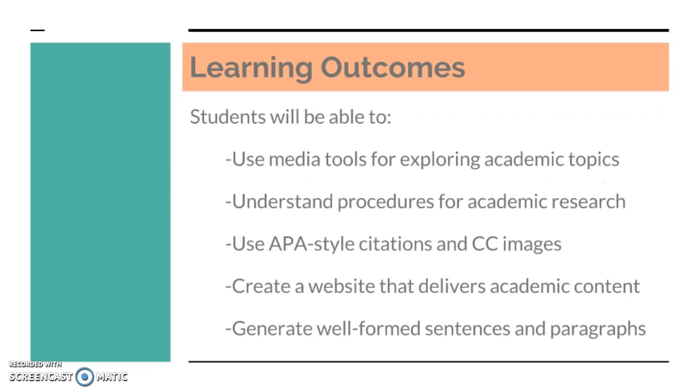So the learning outcomes, quickly: students will be able to, by the end of this project, use media tools for exploring academic topics, understand the particular procedures that we use for academic research in terms of doing web searches and identifying which sources are appropriate for academic research, using APA-style citations and Creative Commons images, creating a website that delivers academic content surrounding a particular topic of their choice, as well as generating a bunch, hopefully, of well-formed sentences and paragraphs that is sort of an alternative to an essay style project.